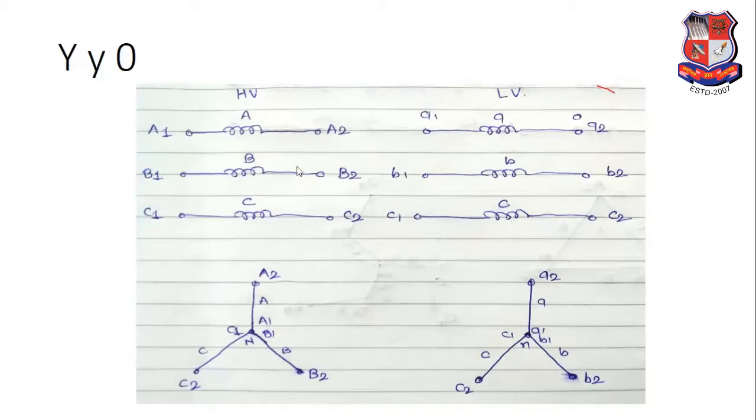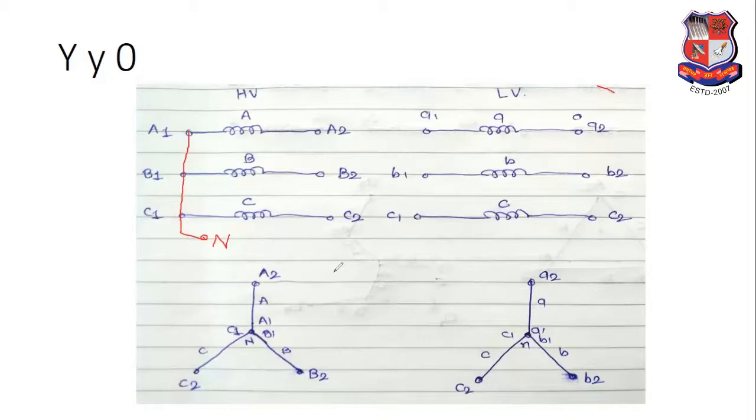So here I give supply to A2, B2 and C2. If I give A2, B2, C2 to supply, then this is phase A, A2. The opposite side of A2 is A1. So you can see here A1, B1 and C1 are connected to a common point, and this common point is known as the neutral. So in this connection, you have to short A1, B1 and C1, and this is known as the neutral point N.